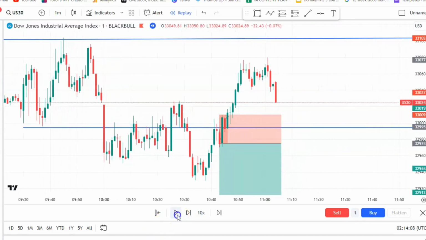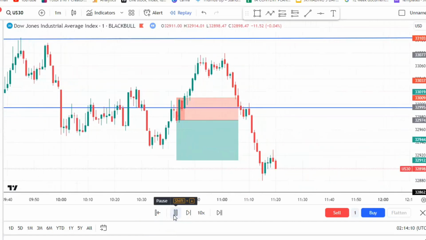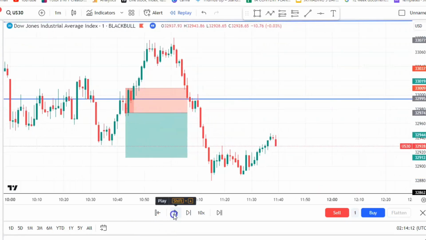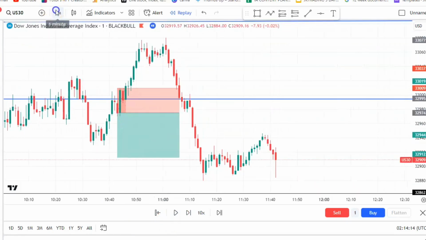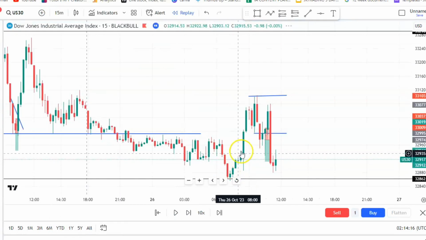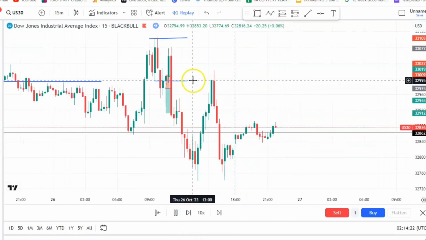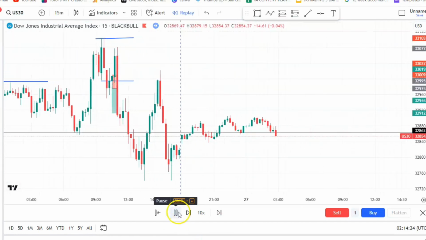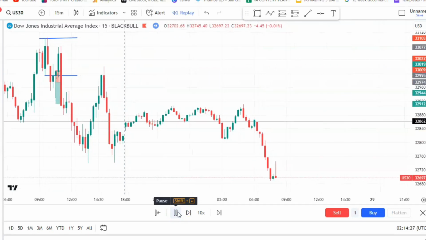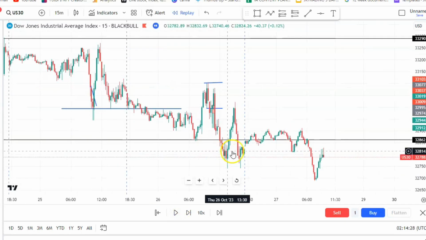Right. And as you can see, it was a loser. Okay. So that was on Thursday. So the whole week, we've not had a single winning trade.